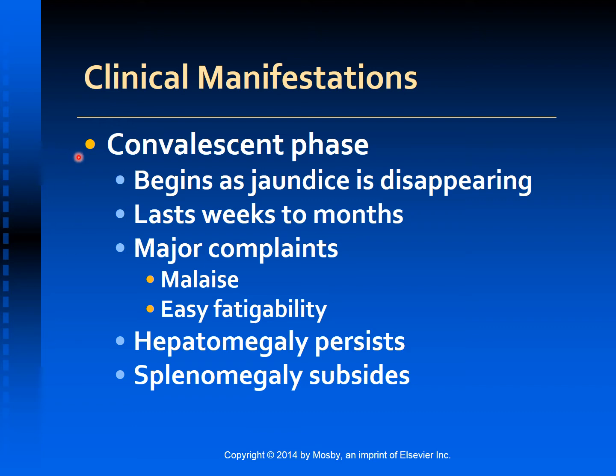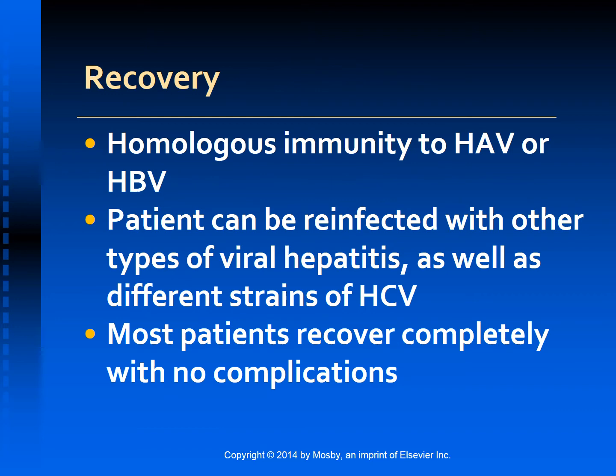The convalescent phase following the acute phase begins as jaundice disappears and lasts for weeks to months, with an average of 2 to 4 months. During this period, the patient's major complaint is malaise and easy fatigability. Hepatomegaly remains for several weeks, but splenomegaly subsides during this period. Recovery.